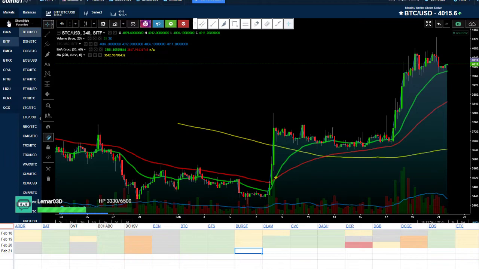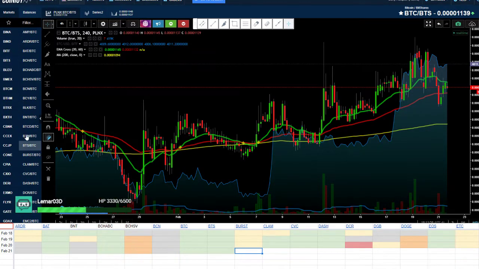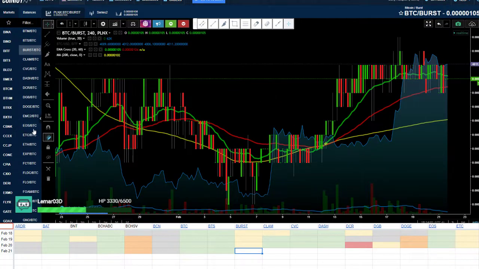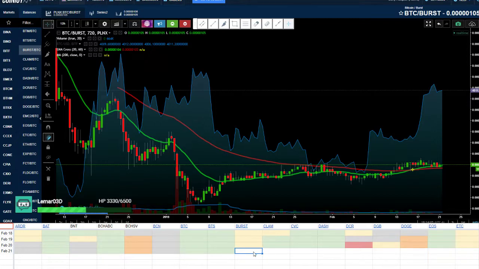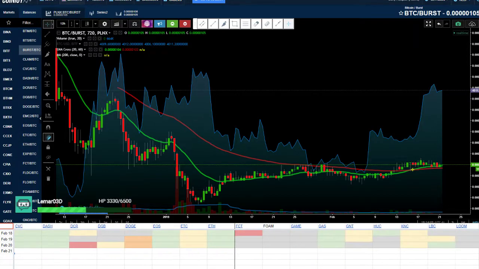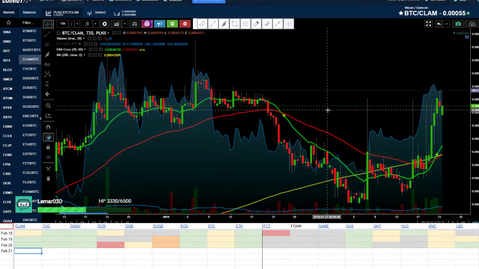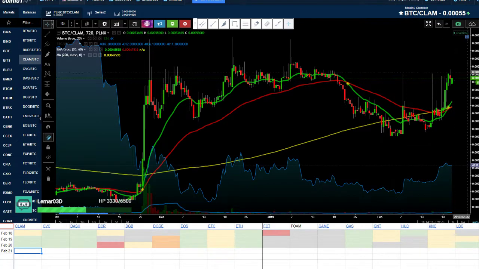So BitShares we looked at, Poloniex, BitShares, Burst. Burst is sitting just waiting and waiting and waiting as an alert, extending that yellow streak down. Clam we had as a hold and up. It's been going since we marked it a hold, which was just fantastic.